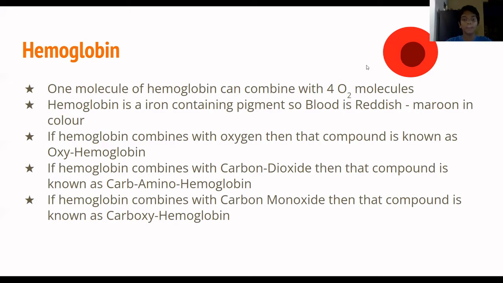If hemoglobin combines with oxygen, then the compound is known as oxyhemoglobin. If the hemoglobin combines with carbon dioxide, then that compound is known as carbaminohemoglobin. If the hemoglobin combines with carbon monoxide, then that compound is known as carboxyhemoglobin. So this is about hemoglobin.